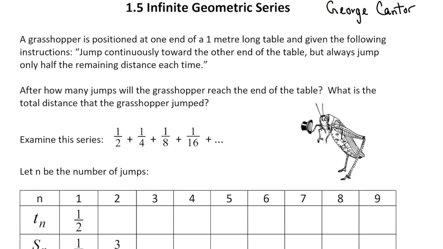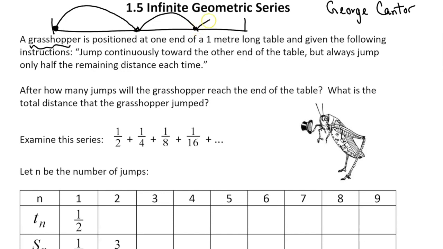So here's a scenario. We have a 1 meter long table, and we'll draw it something like this. Here's 1 meter. And the grasshopper is able to jump halfway to the end of the table right here. And after that, each time he can keep jumping, and he jumps halfway to the remaining end of the table. And so on his next jump, he is now all the way at 0.75 meters. He's 3/4 of the way there.